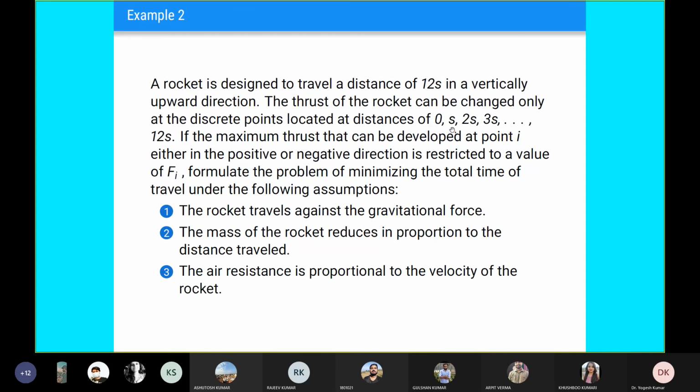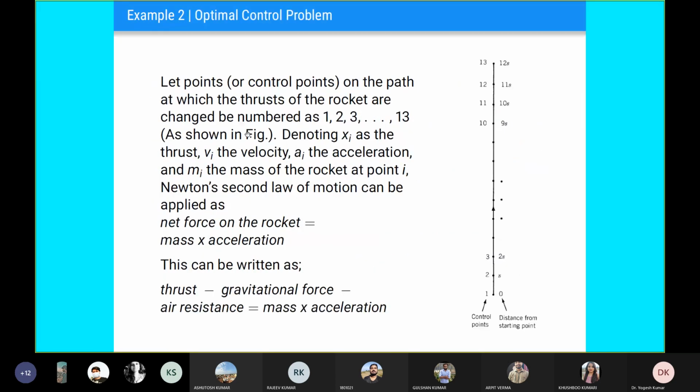Since these values are varying from 0 second to 12 second, how many discrete points will there be? Since 0 is also included, that is, the starting discrete point is also included, there will be a total of 13 discrete point locations for this particular problem. Here in this figure you can see we have 0, 1, 2. So there are 13 discrete points or control points from the starting point.